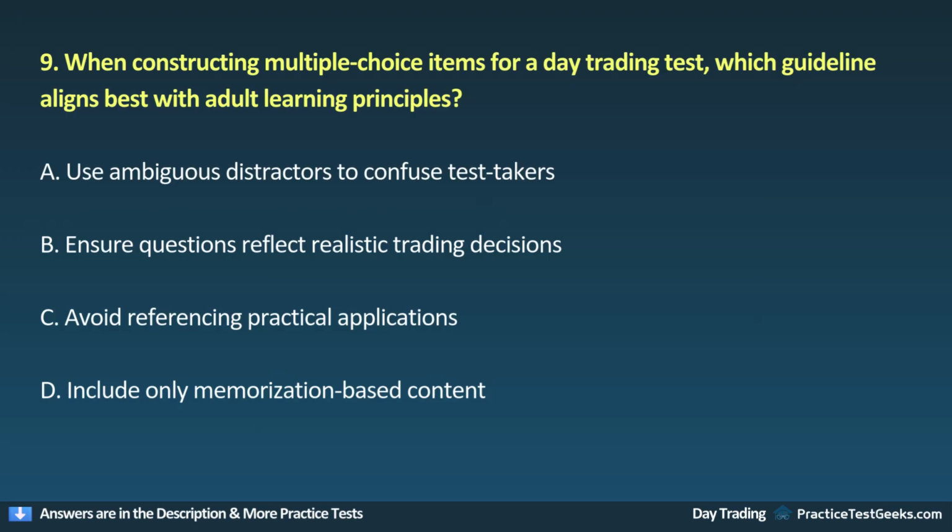9. When constructing multiple-choice items for a day trading test, which guideline aligns best with adult learning principles? A. Use ambiguous distractors to confuse test takers. B. Ensure questions reflect realistic trading decisions. C. Avoid referencing practical applications. D. Include only memorization-based content.